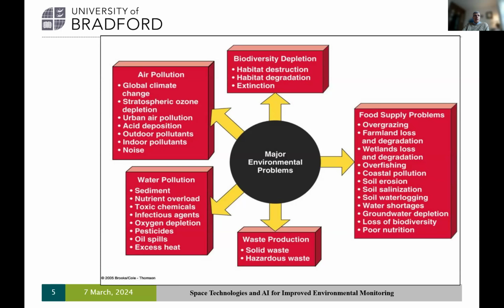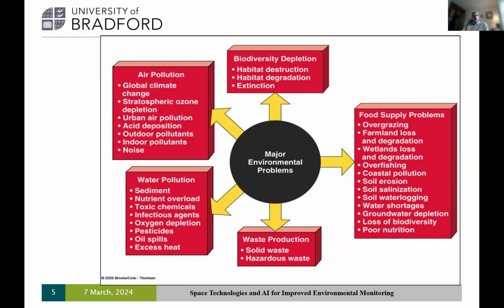The major environmental problems that we have, and some of the speakers did touch on this today, is climate change, which comes under air pollution. We have ozone depletion, and people have been talking about the ozone layer for a long time now. We have air pollution in certain cities, and we know that some cities in the world are more polluted than others. We have acid deposition. We have outdoor pollutants. We have also indoor pollutants. Noise itself is a major source of pollution.